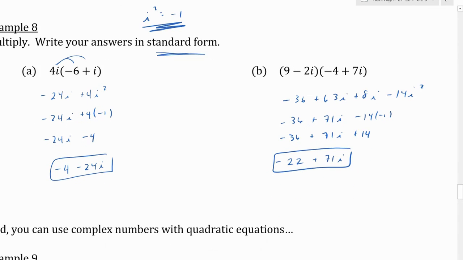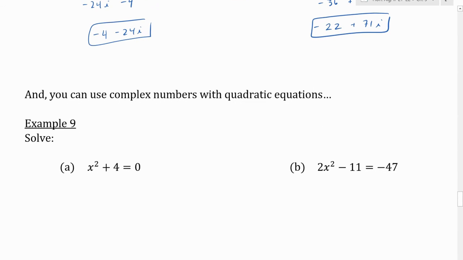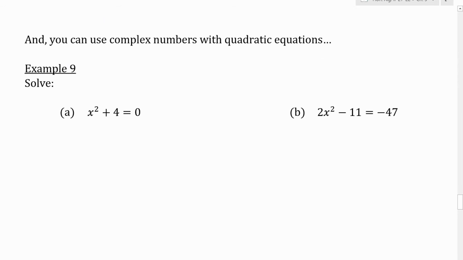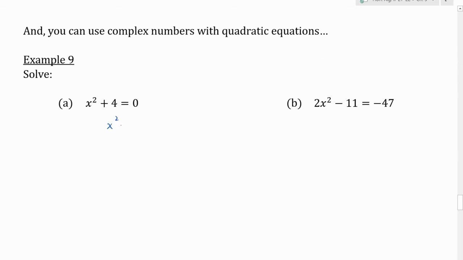And we're good. Okay. And then we're going to use these when we solve quadratic equations as well. So like if you've got x squared equals negative 4, then x is plus or minus the square root of 4, which is 2. It has a negative under the square root, so plus or minus 2i. So remember, that gives you two different roots, 2i and negative 2i.